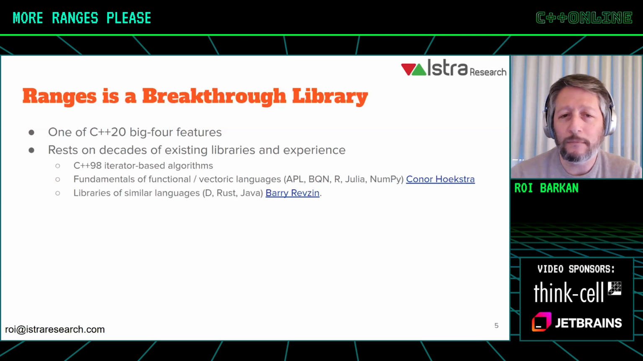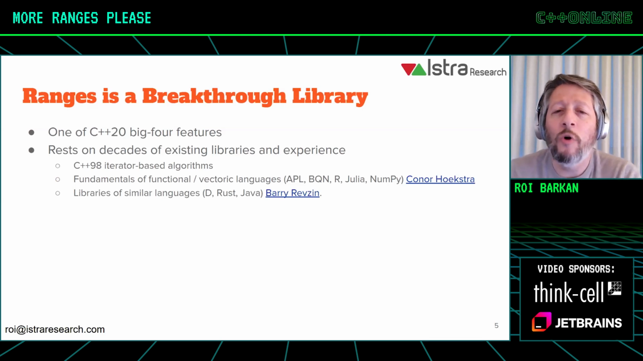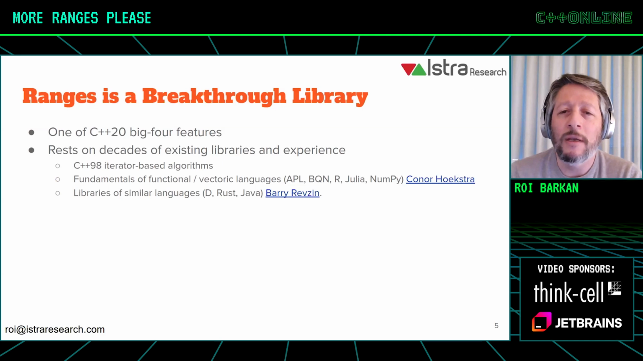was built upon. And even closer to home, various languages that are very similar to C++, such as D, Rust, and Java, have also had the benefit of ranges and ranges-like libraries before C++20. And Barry Revzin also has a great talk where he compares all of those.